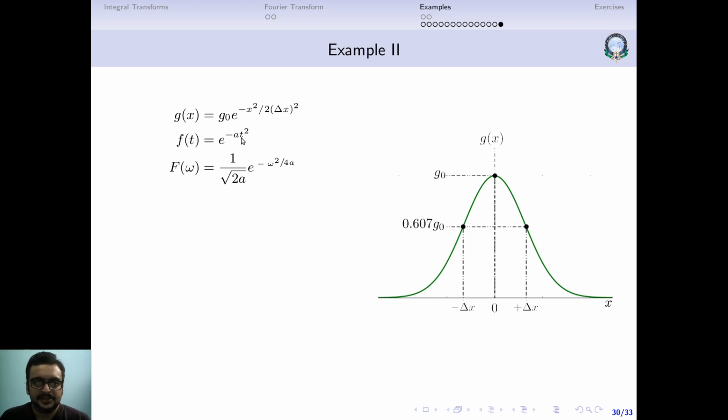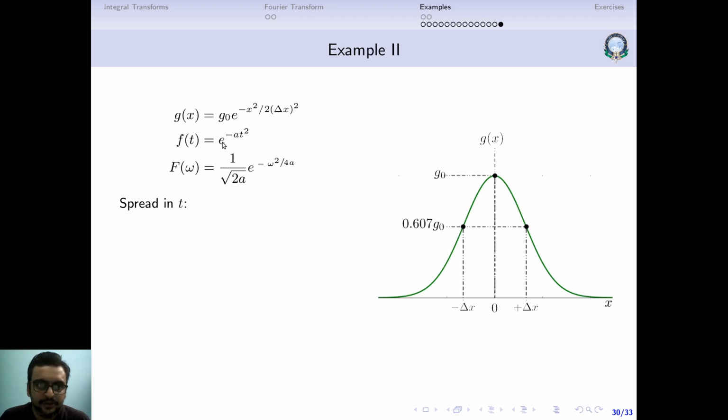Now this was our original Gaussian function, and this is the Fourier transform. All you have to do is compare this with the general form of the Gaussian function to get the spread of time and the spread of frequency. What is delta t and what is delta omega? So what is the spread in t? You just need to compare this with this.